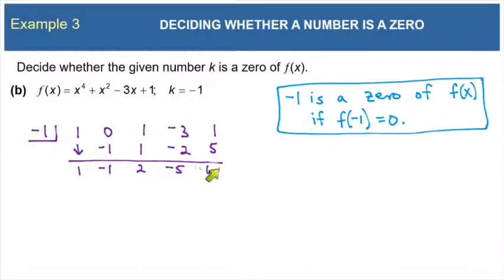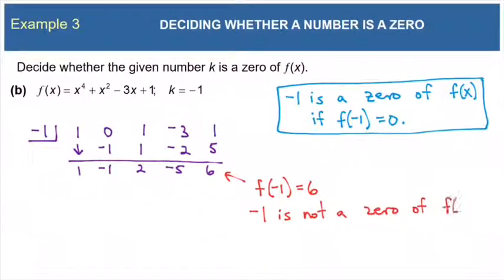And so here the remainder we got is not a 0. We just found out that f of -1 is equal to 6, not 0, so that means that -1 is not a 0 of f of x.